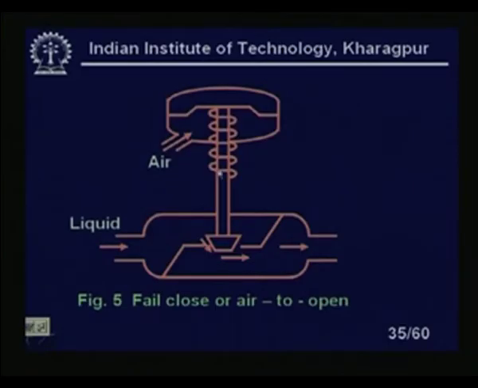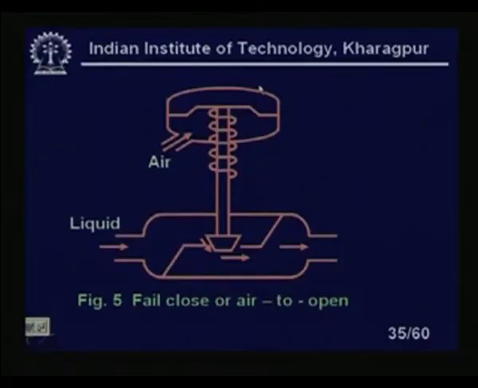You see here is a spring. Otherwise, the valve would always be fully open. If I give air here, because there is a spring, it will try to close. So it is a fail close, or air to open. The spring will always keep the valve closed like this. Now I have to give a pressure so that it will move up. Clear? Due to spring action, the valve will always be closed like this, because the spring will always be like this.